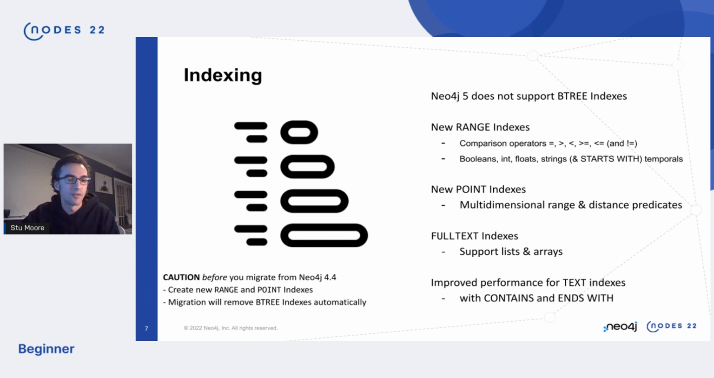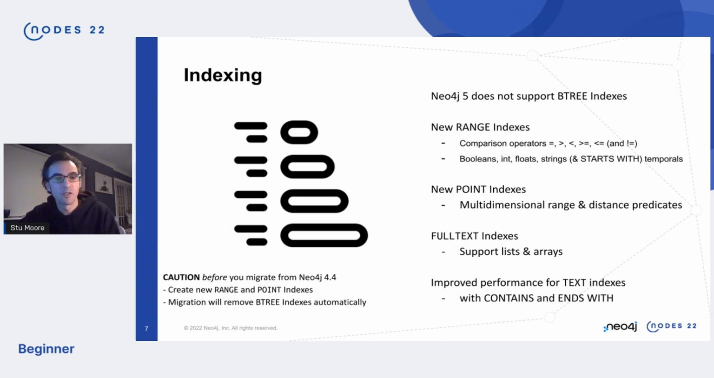These are great for geospatial, map type situations where you need to compute range and distance between points. Now, whilst they were introduced in Neo4j 4.4, you couldn't actually make use of them. They continued to use the B-tree indexes. But as a preparatory step before you migrate from 4.4 to Neo4j 5, you need to create these new range and point indexes, because during the migration process, Neo4j will check that they exist, and once it's complete doing the migration, it will remove the old B-tree indexes for you.